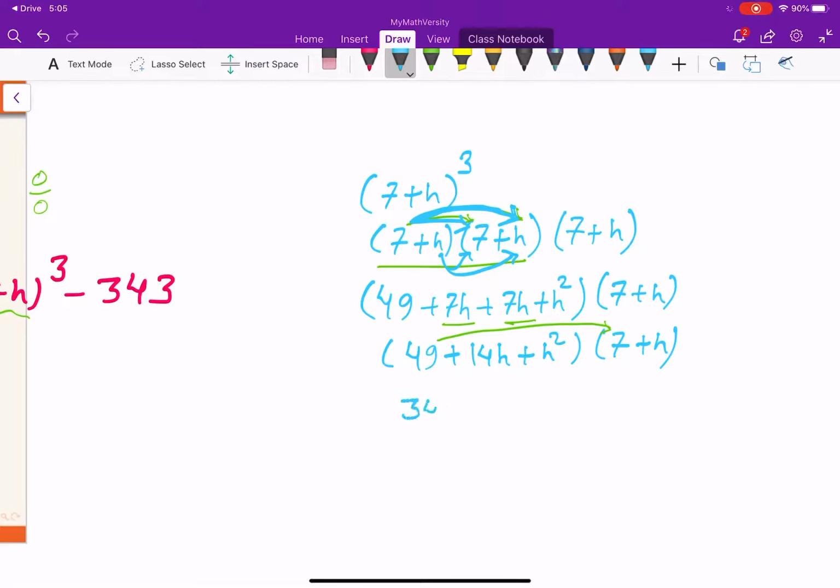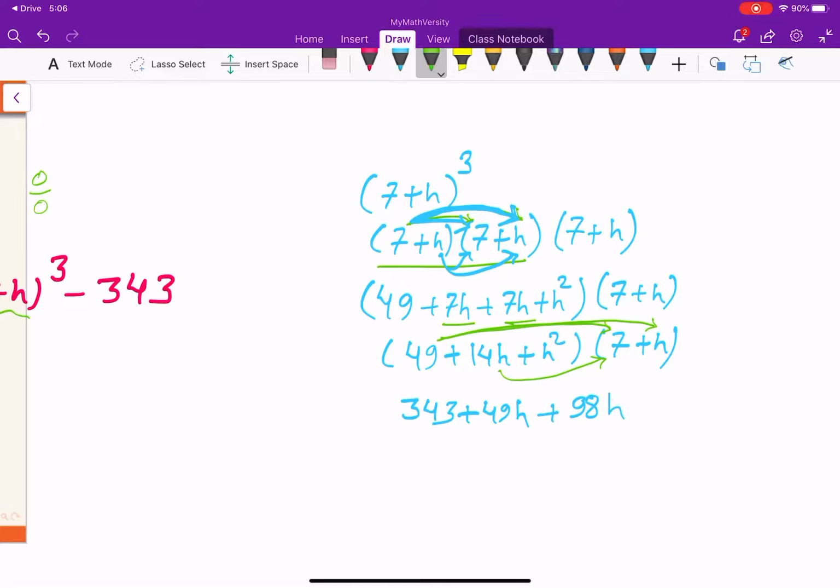343. Okay, write that down, right? And let me distribute or multiply 49 by h. So that will be plus 49h, right? Let me do the same thing with 14 times h. When I multiply that by 7, what is 14 times 7? This is 98. Okay, so then 98h, right?